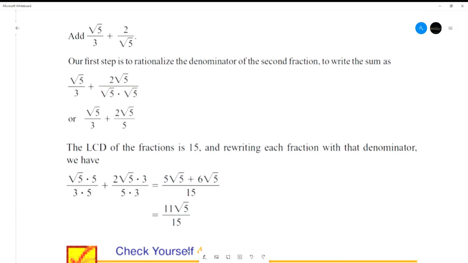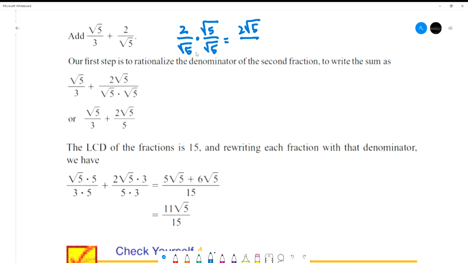Okay, here we have root 5 over 3 plus 2 over root 5. So first I need to rationalize this denominator, right? So I multiply by root 5 over root 5. Therefore, the value does not change. This is equal to 1. So I have 2 root 5 over 5. So now I can replace the second term with this new equivalent fraction. So the problem is root 5 over 3 plus 2 root 5 over 5.